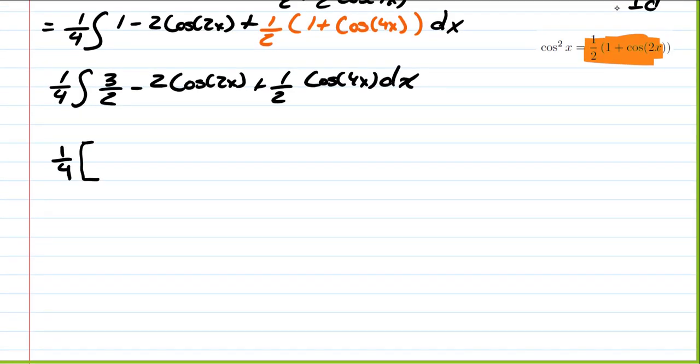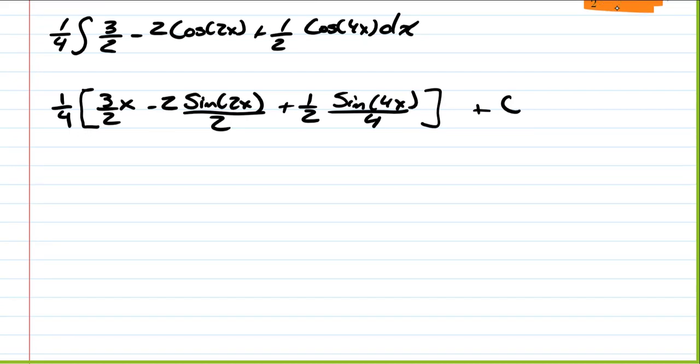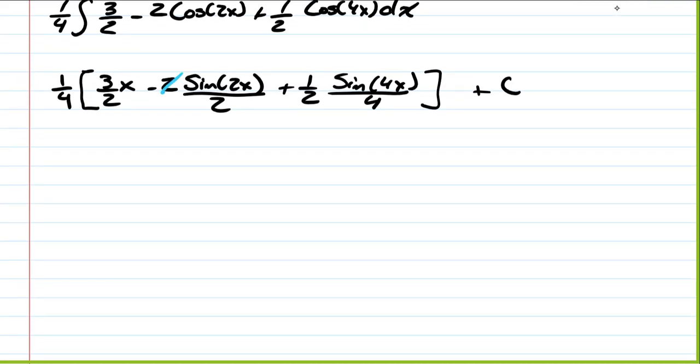We have 1/4 times everything. The antiderivative of 3 halves is 3 over 2x. The antiderivative of cosine 2x: the antiderivative of cosine is sine, but then we have to divide by 2, because it's not x, it's 2x, plus 1 half, and then the antiderivative of cosine is going to be sine once again, but it's cosine 4x, so we have to divide by 4, plus our arbitrary constant. So a couple of things reduce out.